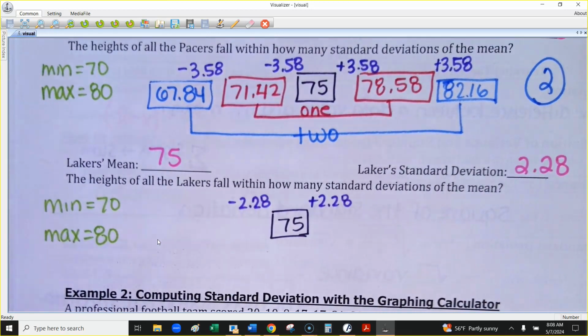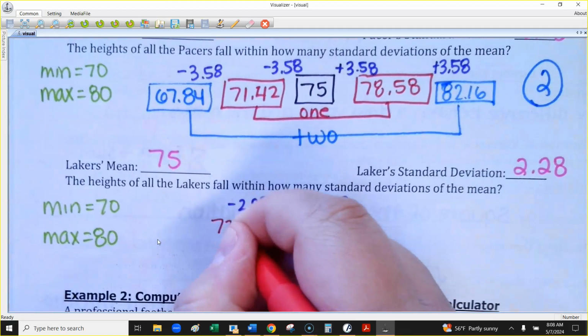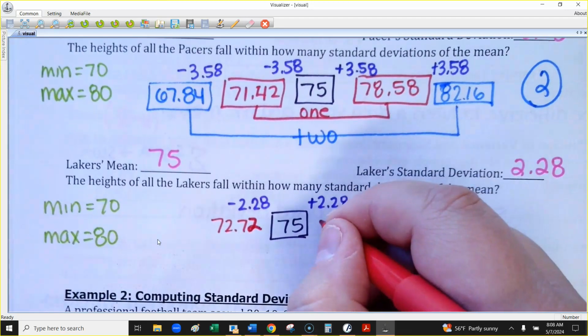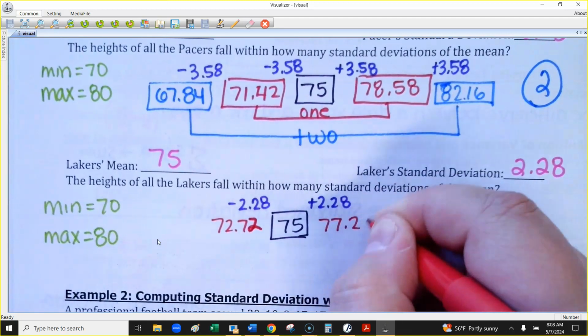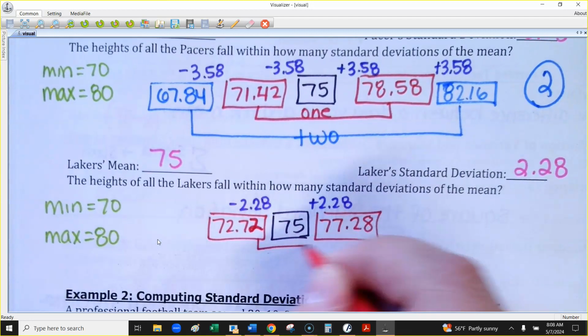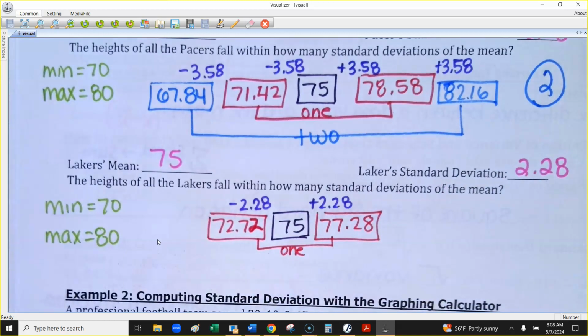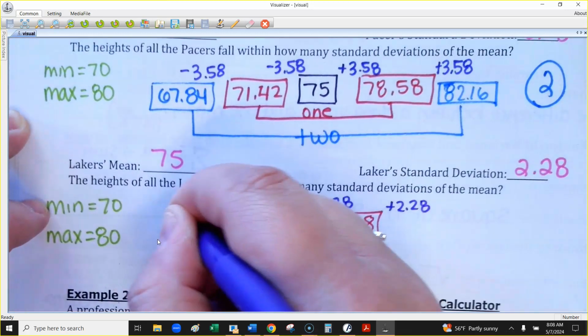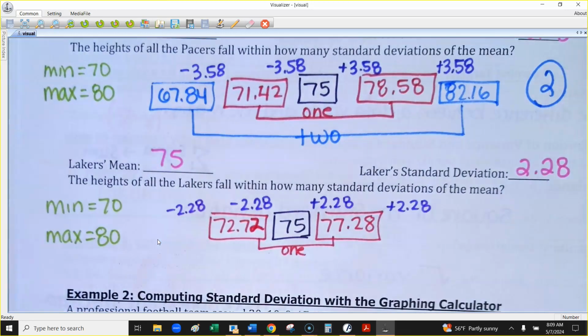So on the left side, you'd be at 72.72. And on the right side, I'd be at 77.28. So between those two, I would be within 1 standard deviation of the mean. So not far enough out. I need to go all the way down to 70 and all the way up to 80. So I'm just going to repeat the process. On the right side, you add the 2.28. On the left side, you subtract the 2.28.